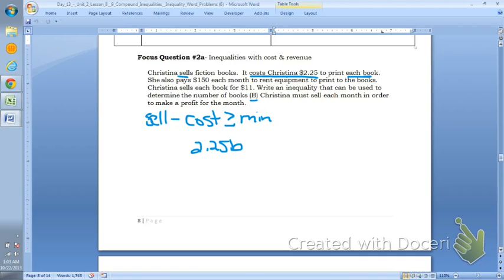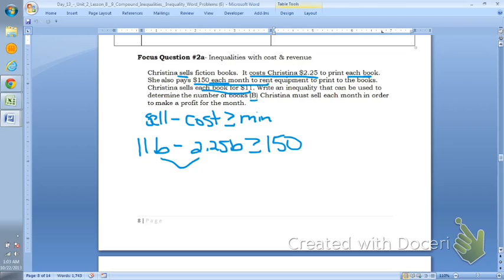She pays $150 each month to rent. Ding, ding, ding. So that must be our minimum value. We need to be able to pay our rent. $150 to print the books. She sells each book for $11. It did say each book, so you need it times the variable. So the sell minus first. There's our equation. To find out how many books she must sell, we need to find our net profit.